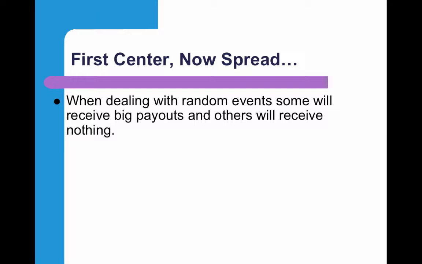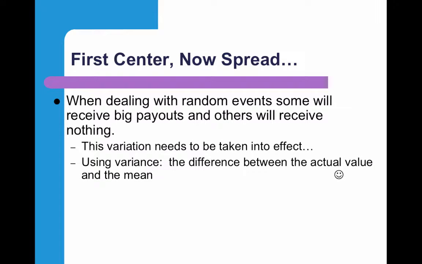When we're dealing with random events, some will receive big payouts and others will receive nothing. In our card example, you either won $100 or you could lose $5. That's a pretty big range. This variation needs to be taken into effect. We do this by using the variance. To use the variance, we find the difference between the actual value and the mean.